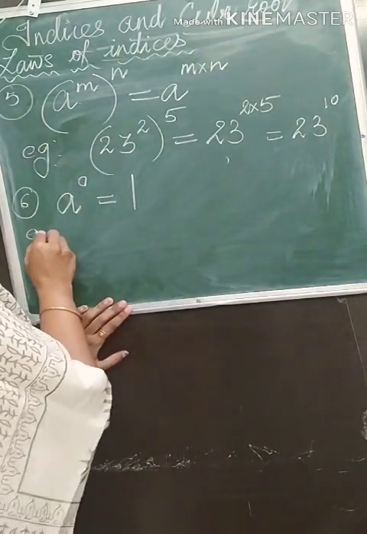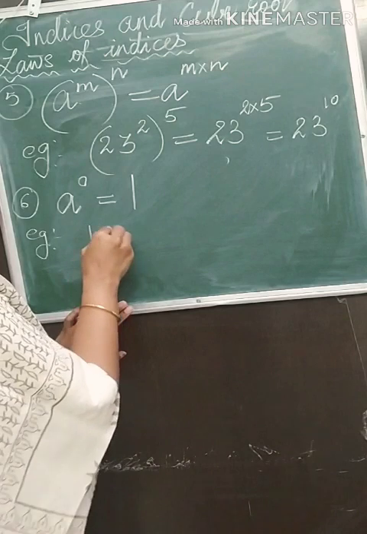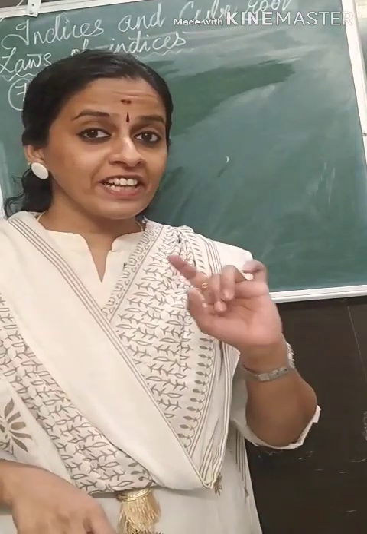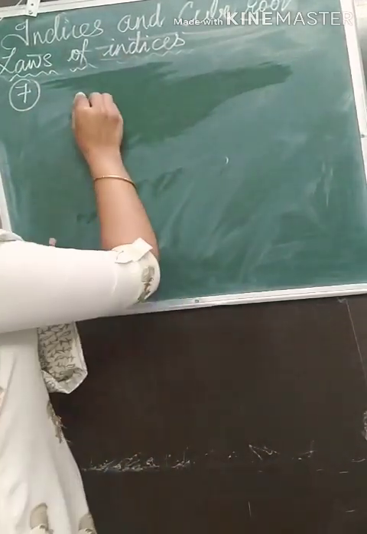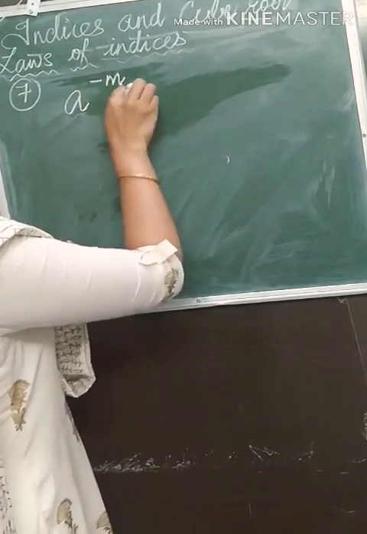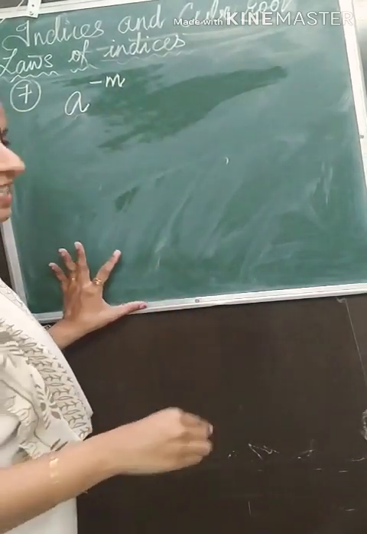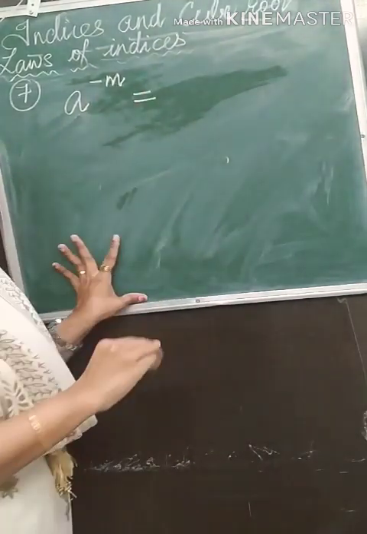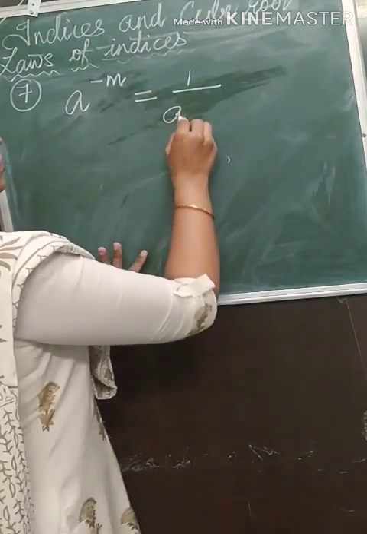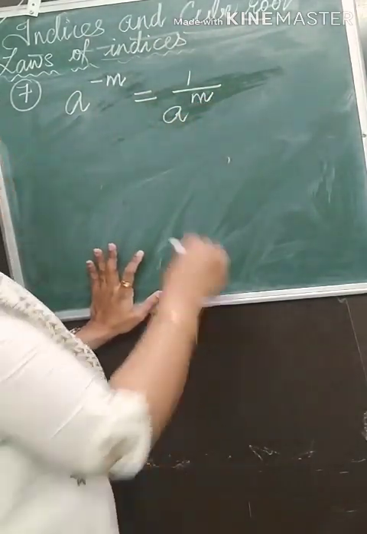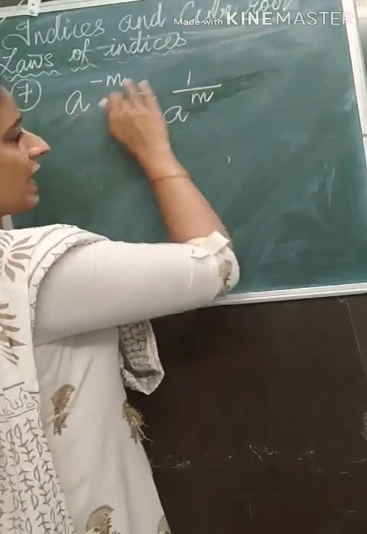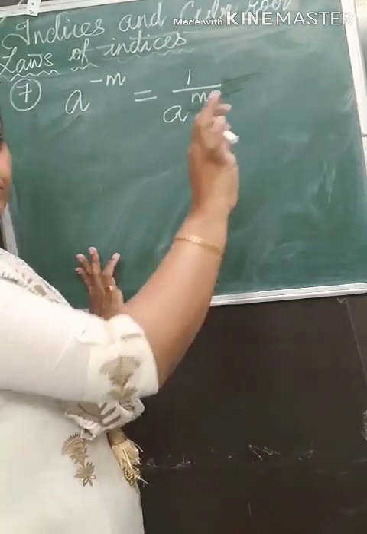Let us see this with an example. Suppose I have 14 raised to 0. Any number raised to 0 will be 1. Now the 7th law. Listen, we have A raised to minus M. If the index is a negative number, and you want to make it positive, just write 1 upon A raised to M. If you have the index as a negative number, to make it positive, you will do 1 upon that. 1 upon A raised to M.